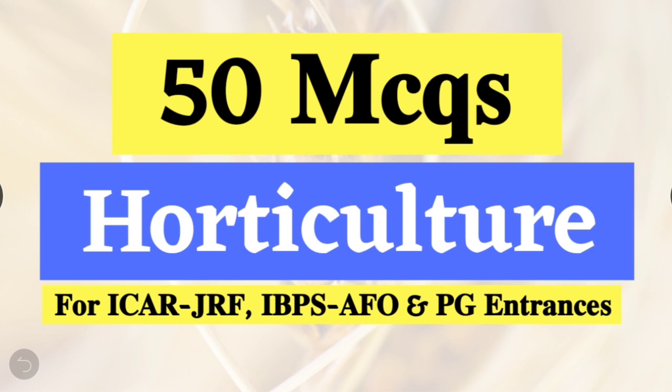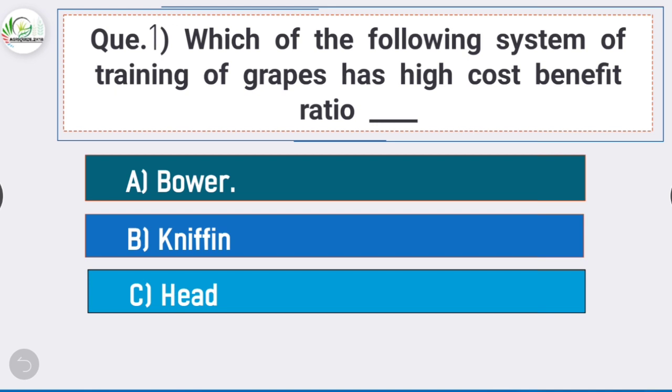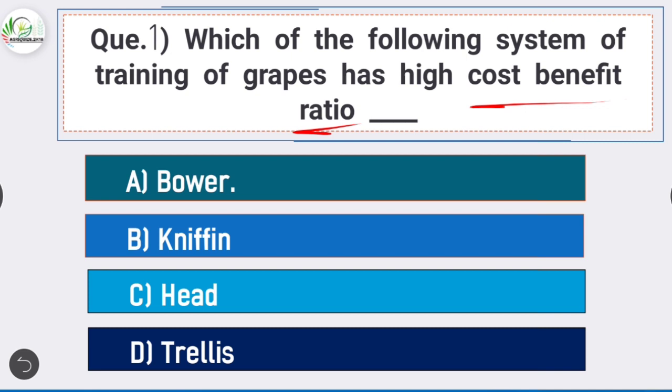Question number 1. Which of the following system of training of grapes has highest cost benefit ratio? Answer is option A, Bower system. The system of training of grapes that has highest cost benefit ratio is Bower system.